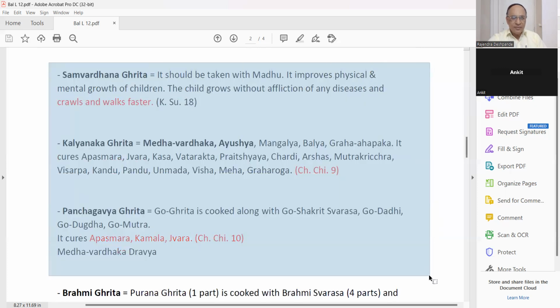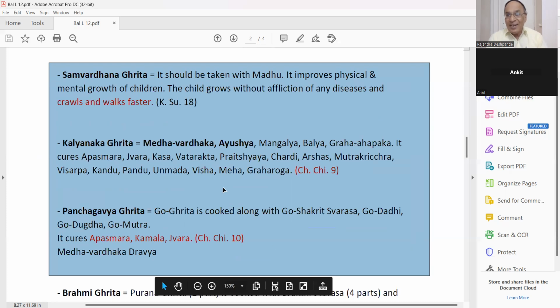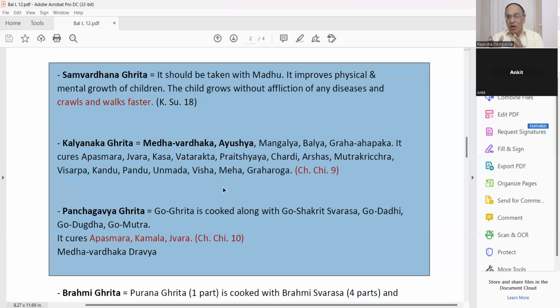Next, can you see the different Ghritas? Ghrita itself is a catalyst. Yogavahi. Honey and ghee work as Yogavahi. What does Yogavahi mean? They carry the properties of the original dravyas with which they are mixed or processed. Samvardhana is growth. Samvardhana Ghrita should be taken mixed with honey. This particular medicated ghee will improve the physical growth, the milestones, and the mental growth of children. The child will grow without affliction of any disease, and crawl and walk faster.